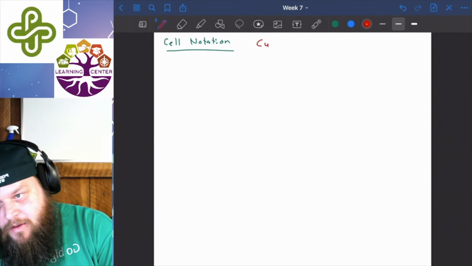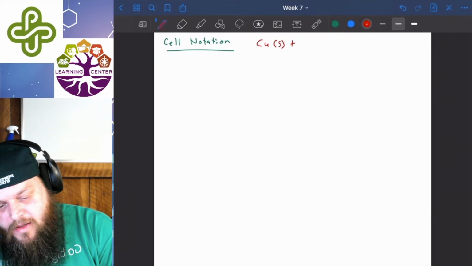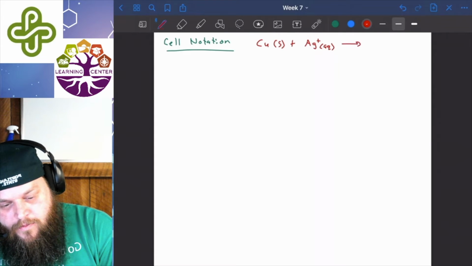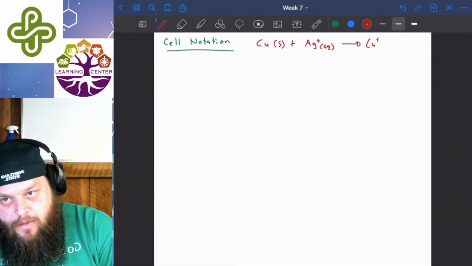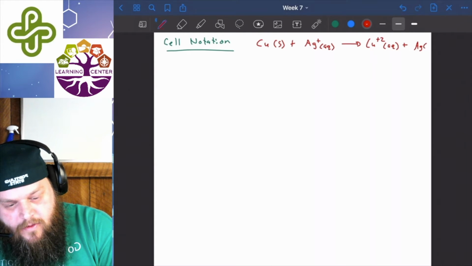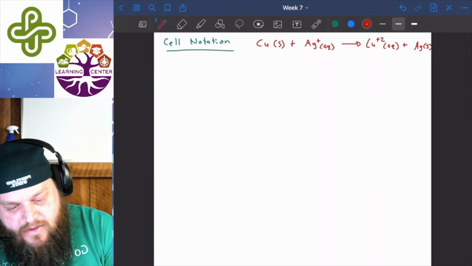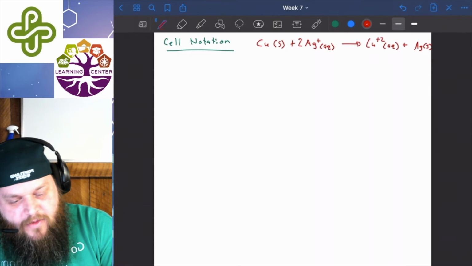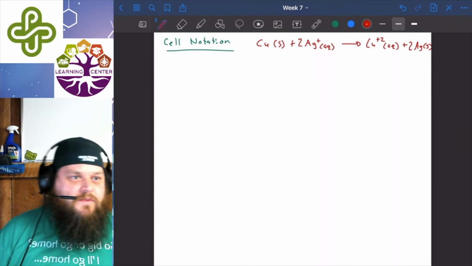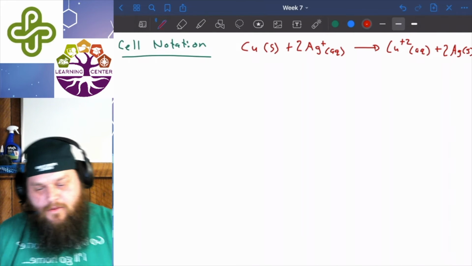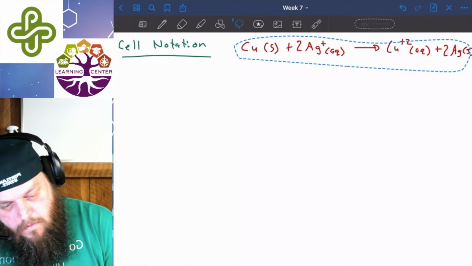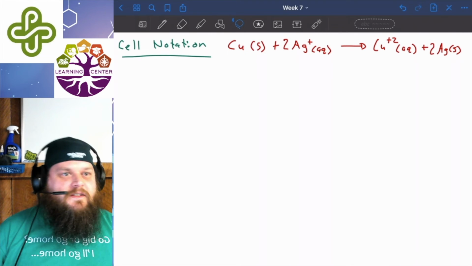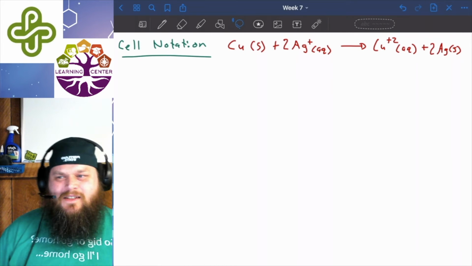I'm just going to write it out up top. Copper solid plus, say, silver plus aqueous. Those are basically producing copper +2 aqueous plus silver solid. To balance the charge of all of these, I'm going to need 2 on that side because I have a +2 over there, which gives me 2 on this side as well. Zoom in a little bit. So that's the basic chemical reaction that's happening, but that's not cell notation.